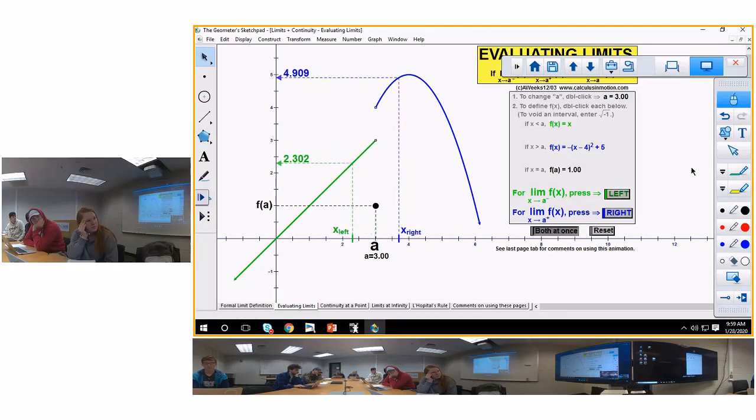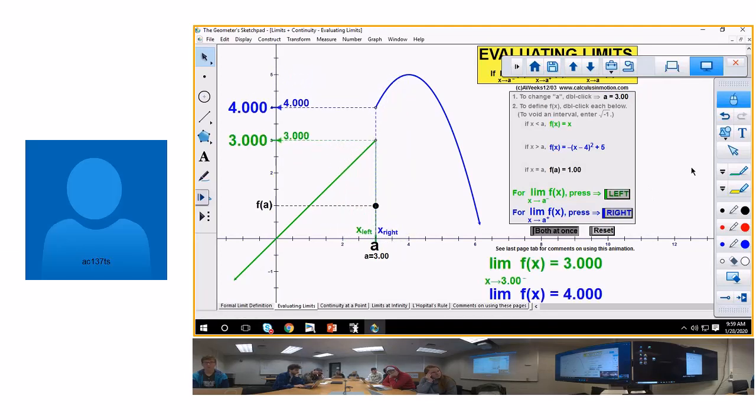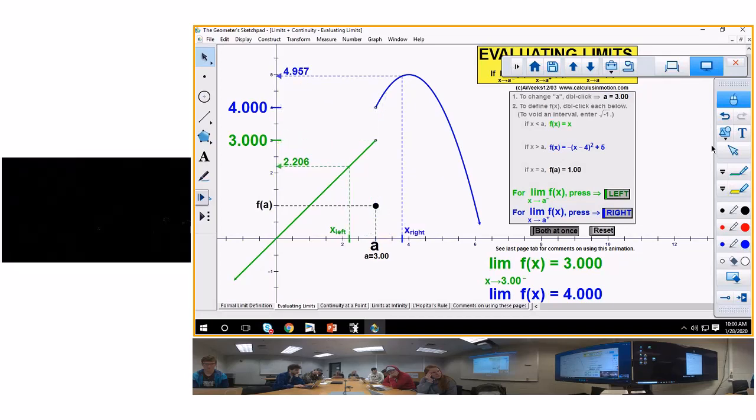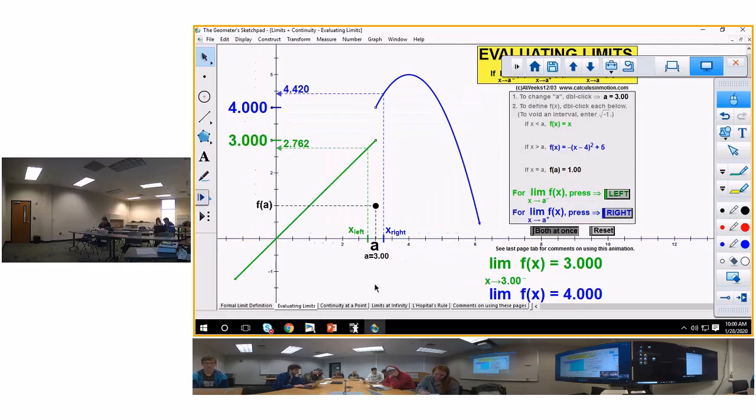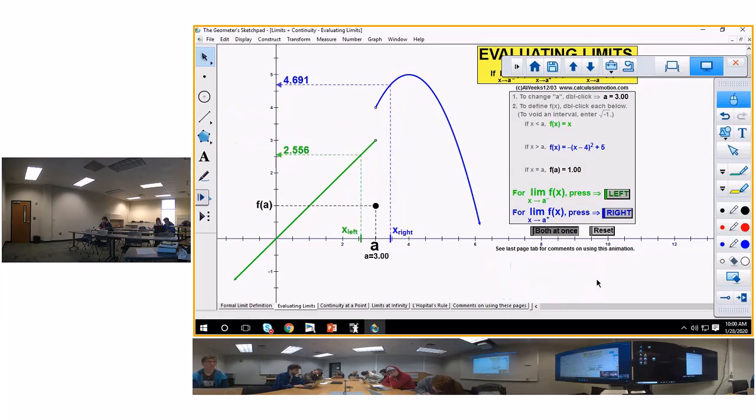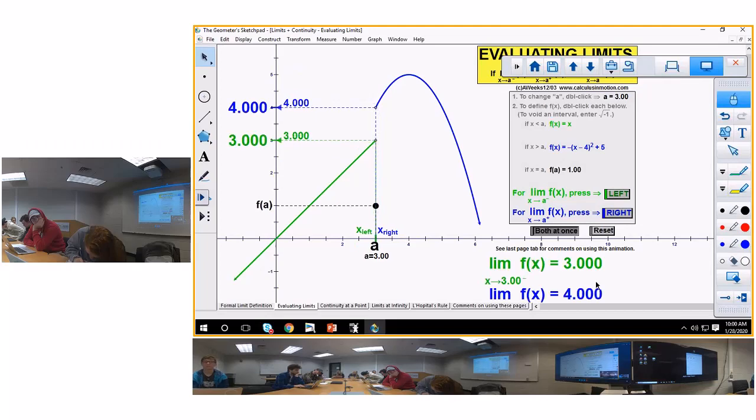Question, gripe, complaint? So far you've got a convergence using the squeeze theorem on a continuous function. The continuous function is this one right here. A discontinuous function, and we're going to get into that in just a second, is this function right here.